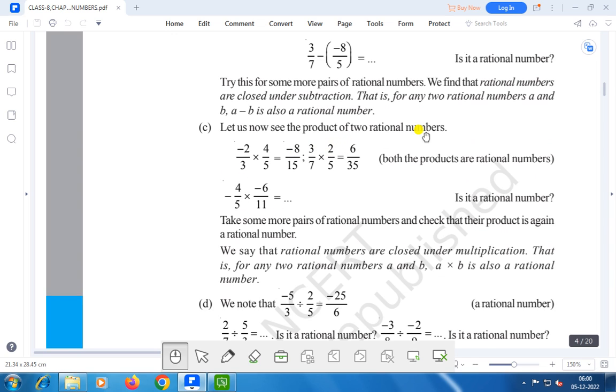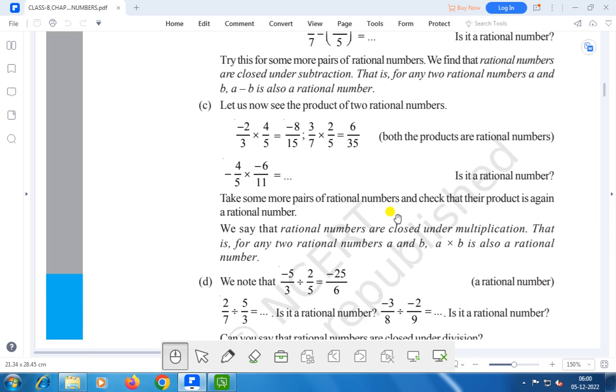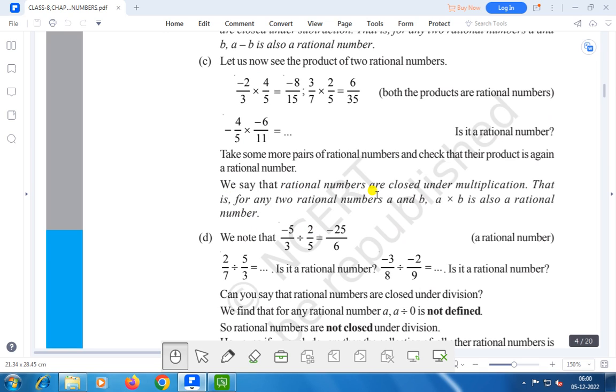Let us now see the product of two rational numbers. If we multiply, we say that the rational numbers are closed under multiplication also. That is, for any two rational numbers a and b, a into b is also a rational number.